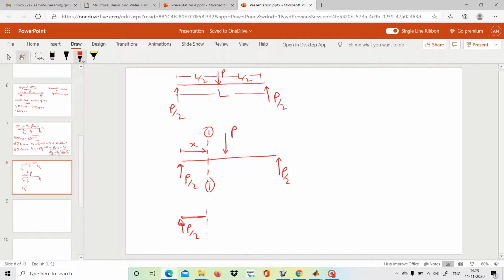So here a shear force must have been generated at this point, which we suppose is V, or we can say a shear force, okay, that's V, and a moment would also be developed here. Let's take that moment as M at this section.